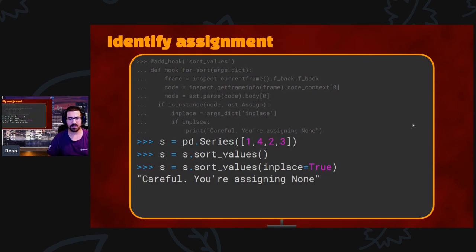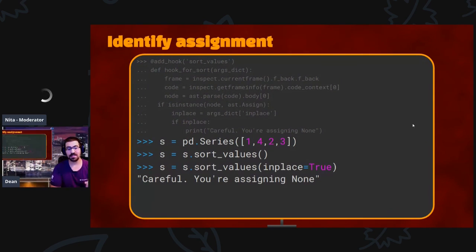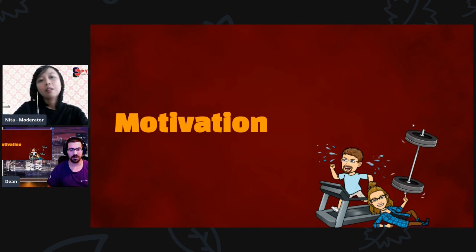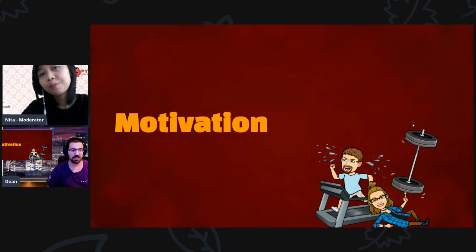Now we can see that s is equal to 1, 4, 2, 3. When we call s equals s.sort_values, it doesn't say anything, but when we say inplace equals true, it says, be careful. I'll just finish with the motivation.